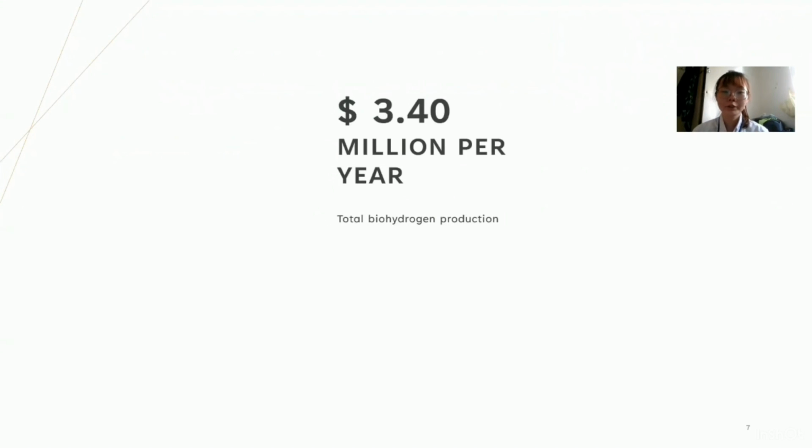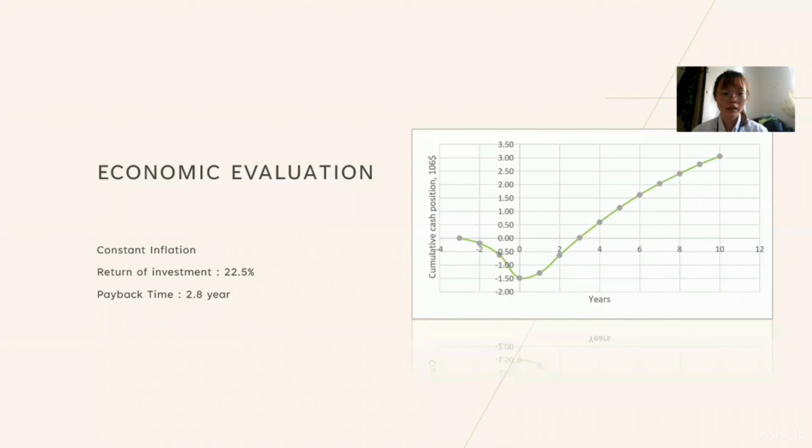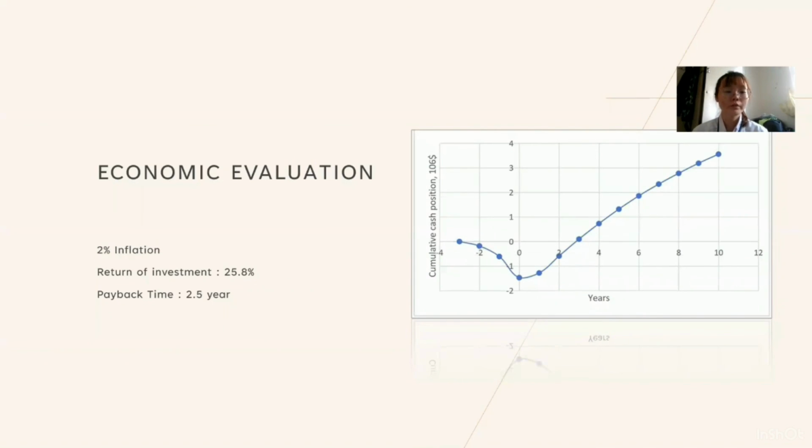On the other hand, 3.40 million of biohydrogen is produced per year. In the economic evaluation at constant inflation, our ROI, which is return on investment, is 22.5%, and our payback time is 2.8 years. For the economic evaluation at 2% inflation, our ROI is 25.8% and our payback time is 2.5 years.